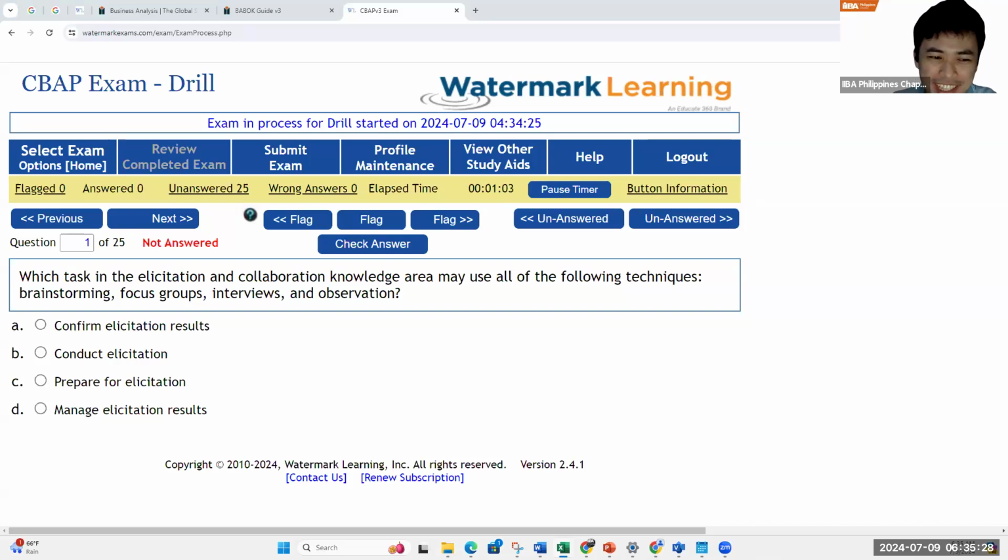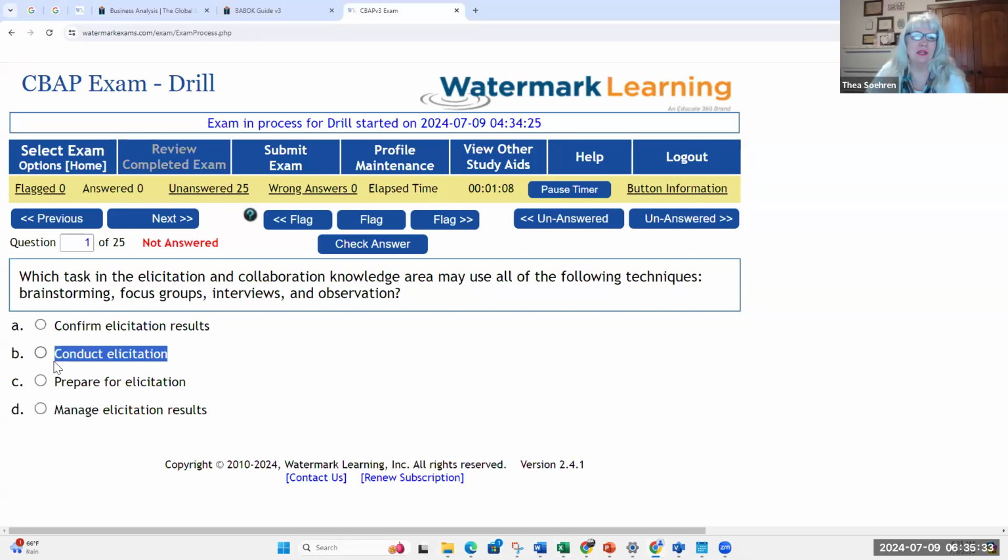People are saying B. Okay, you're right. B is not a task within this knowledge area. So that means we can automatically eliminate that. Even if we only guessed, we would have a much better chance now that we've eliminated that. So which one is the correct answer for these 4 techniques?